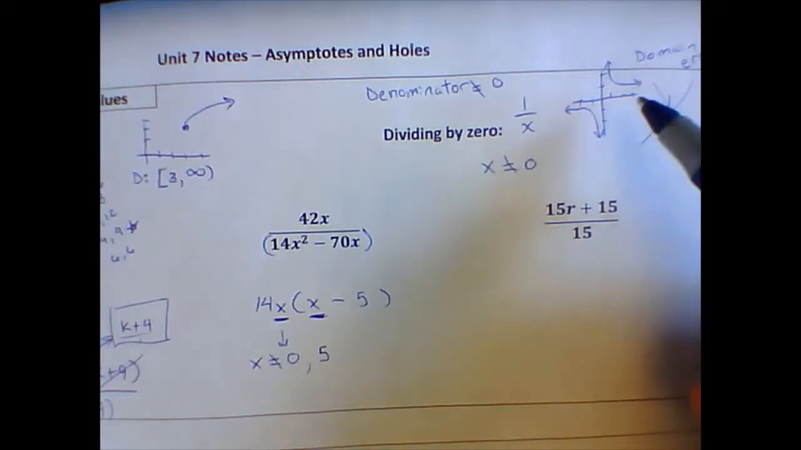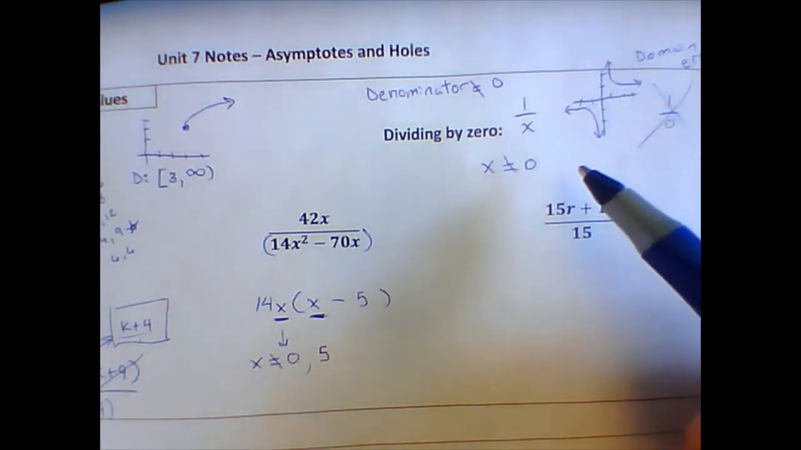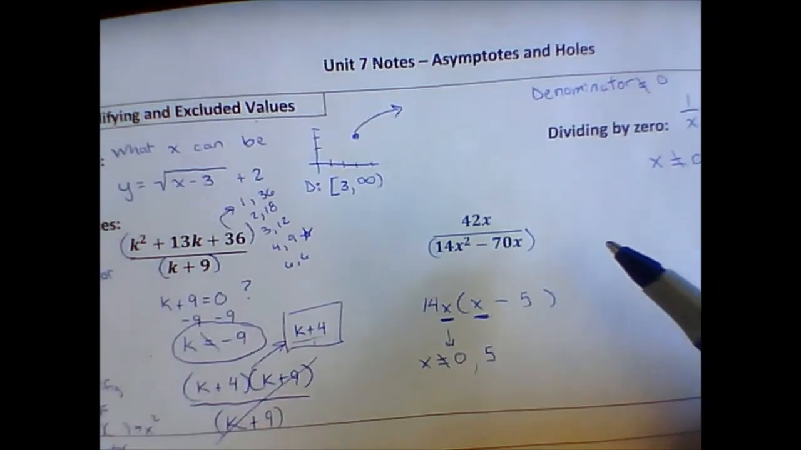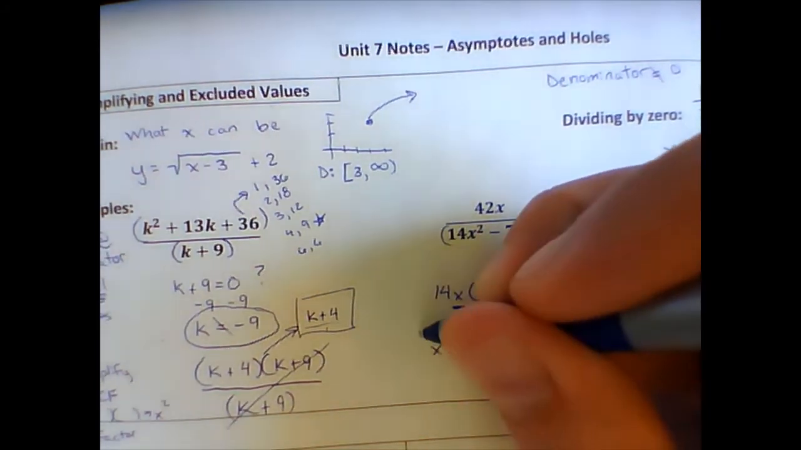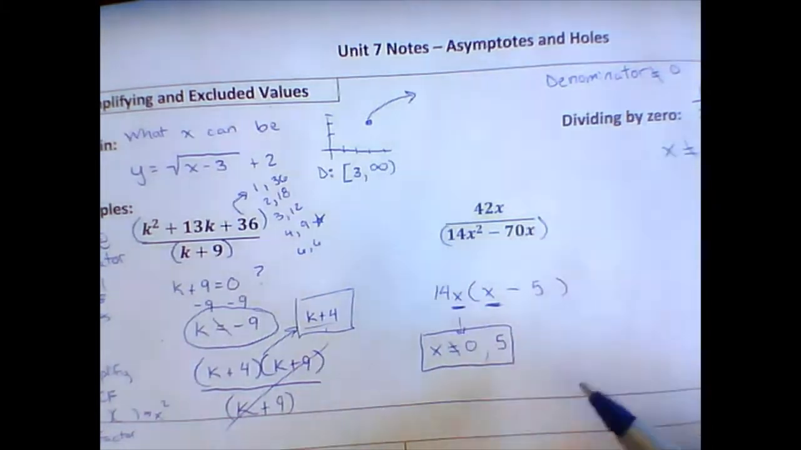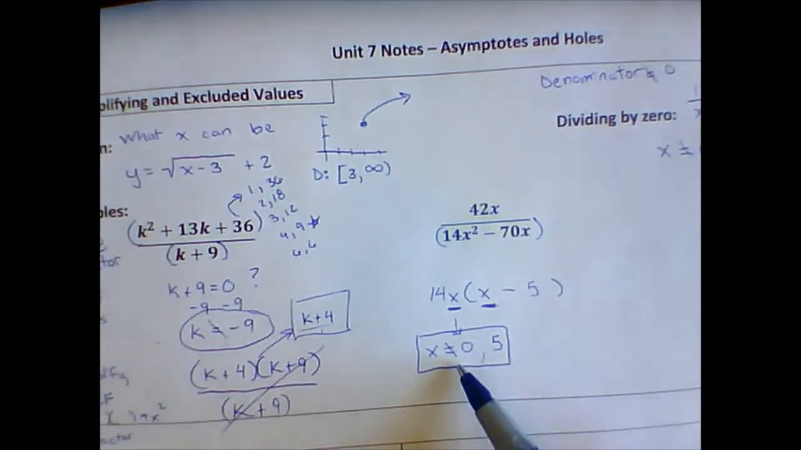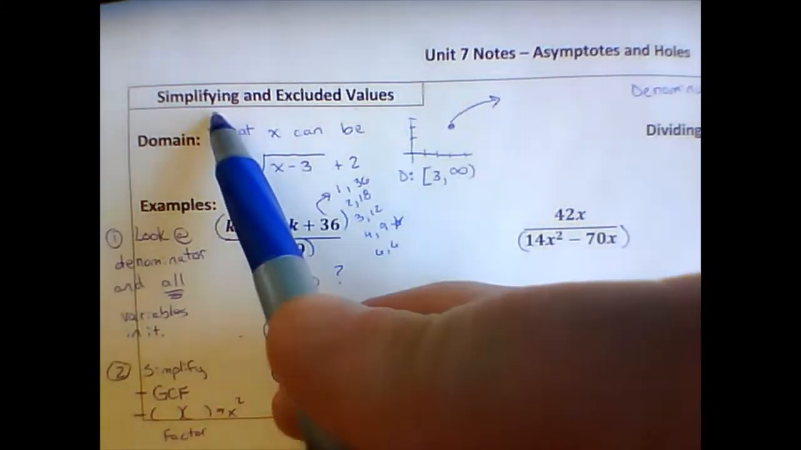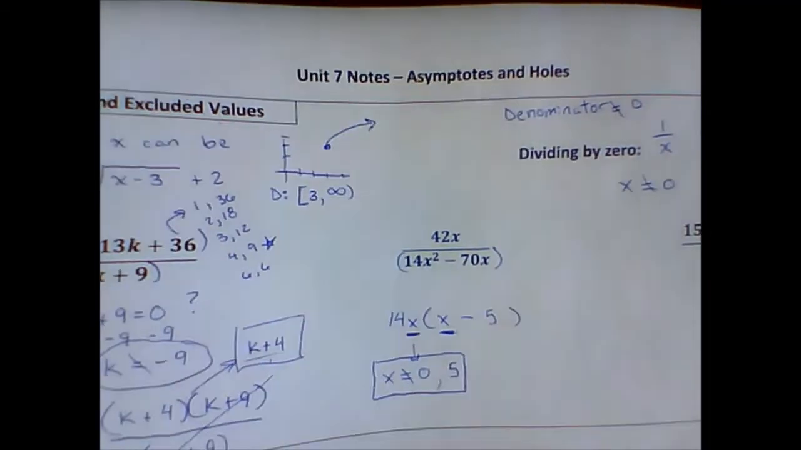Okay, remember the excluded value over here at 0. That's a lone x at 0. It means something weird is happening in the graph. So this tells us that if you were to graph this, there'd be something weird going on at those two x locations. Okay? Now we're going to simplify the rest of it.